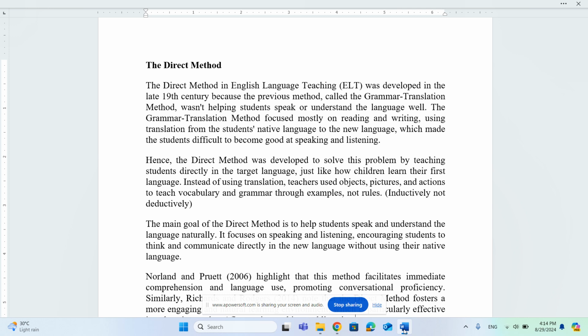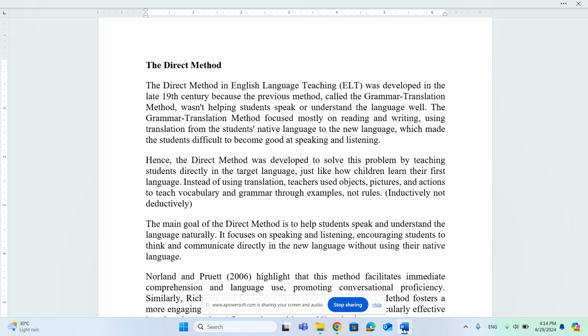And while teaching grammar, grammar is taught not by showing the rules, but with the help of examples. It means grammar is taught inductively, not deductively, by using the direct method. The main goal of the direct method is to help students speak and understand the language naturally, like the first language. It mainly focuses on speaking and listening and encourages students to think and communicate directly in the new language without using their native language.